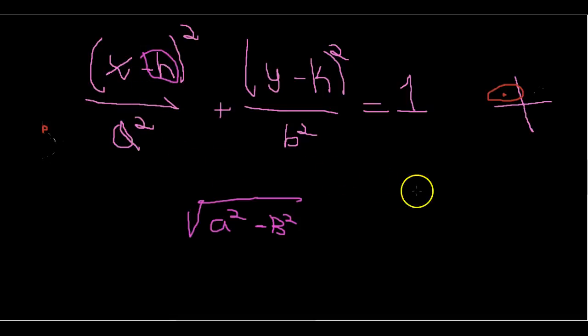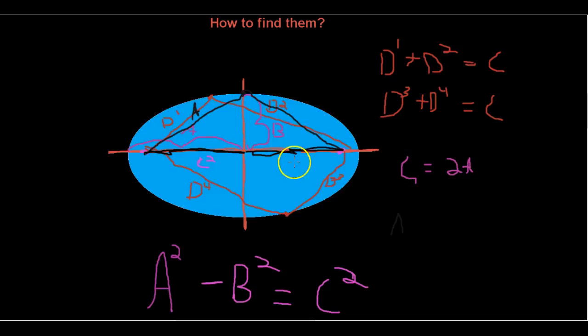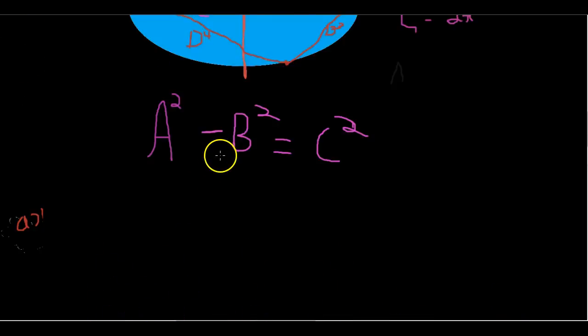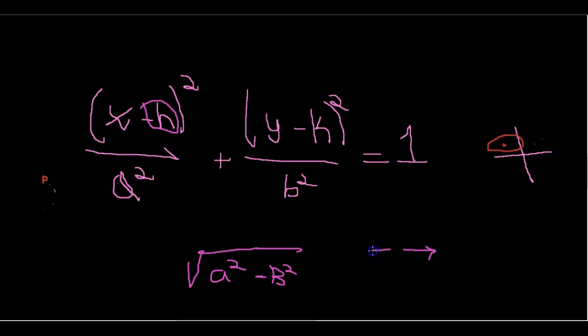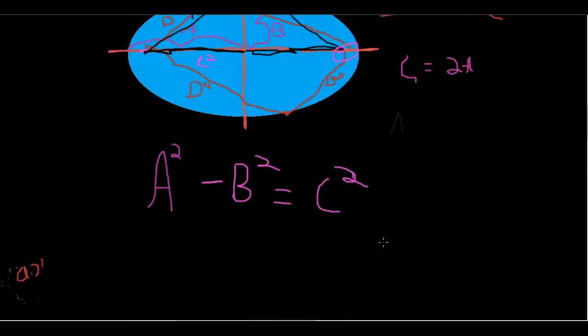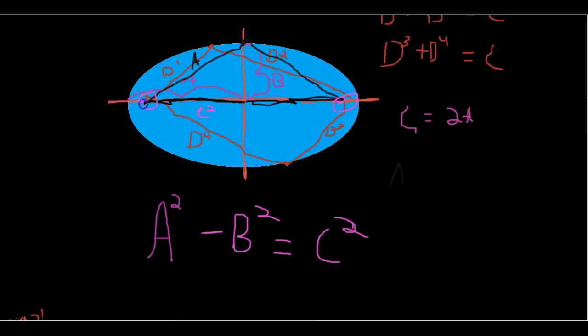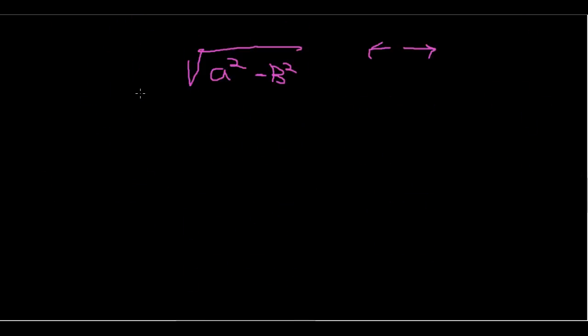That way we get it going both this way on the graph, or this way on the ellipse, to find this foci point, and then we take it this way to get this foci point. Okay, so now let's do a quick example.